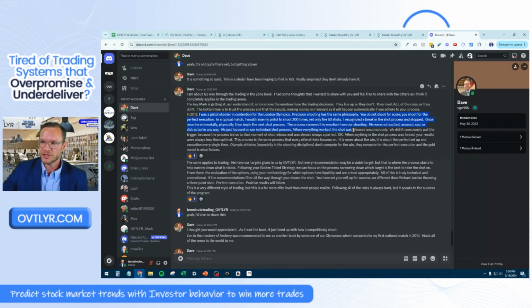When everything worked, the shot was released unconsciously. We didn't consciously pull the trigger because the process led to that moment of shot release, and almost always a perfect 10x. When anything in the shot process was forced, your results were less than optimal. This process is the same process that every elite athlete focuses on, and every elite trader, I put it that way.